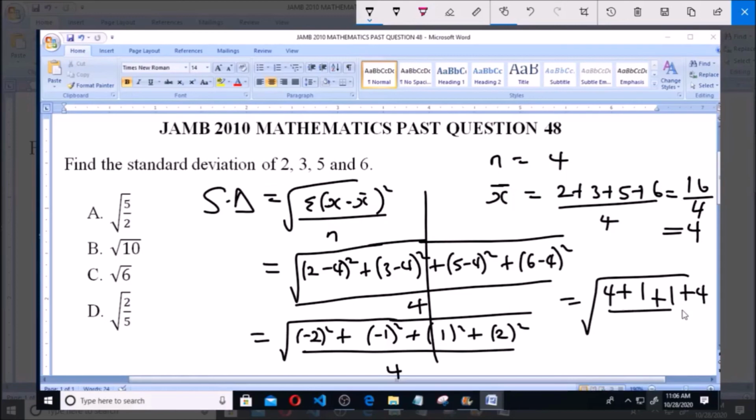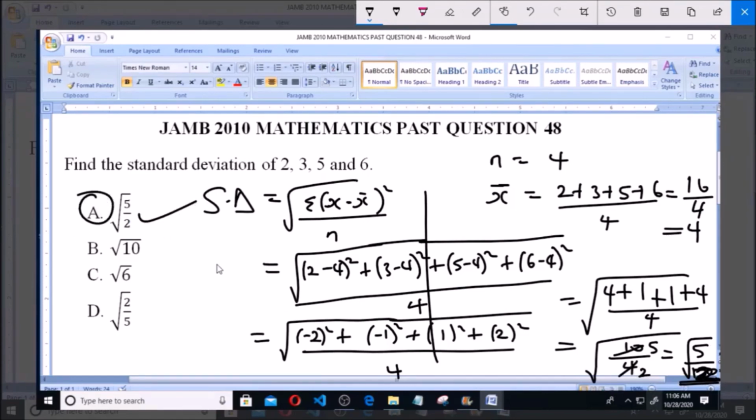So this is equal to the square root of 4 plus 1 plus 1 plus 4, which will give me 10, all over 4. And 2 can go into 4 two times and into 10 five times. So this equals the square root of 5 all over 2. So the answer is square root of 5 all over 2, which is option A. So this is the answer to this question.